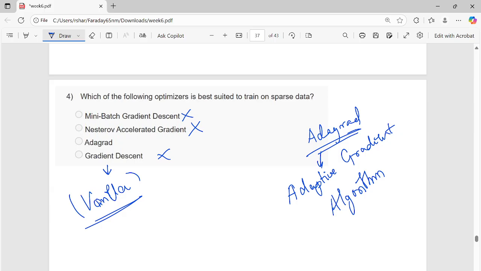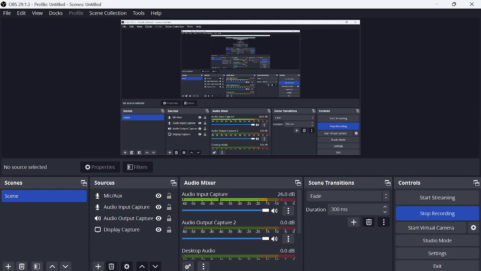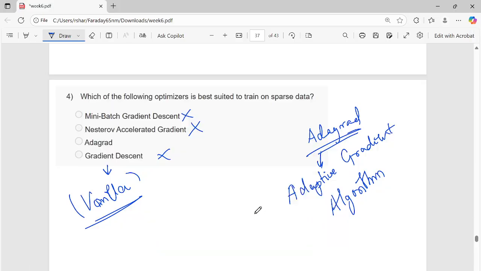So vanilla gradient descent uses a fixed learning rate for all parameters and does not adapt to sparse dataset characteristics. This is why the adaptive gradient algorithm, AdaGrad, is designed to handle sparse data efficiently by adapting the learning rate per feature, making it the most appropriate choice for the sparse dataset.